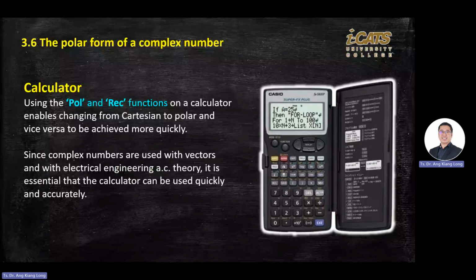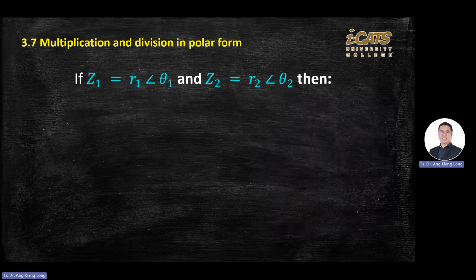And try to be familiar with your calculator on the polar and rectangular function. You go and see, different calculators have different ways of doing it. Then we go into multiplication and division. It will be the same as the Cartesian that you learned. So let's say we have two polar form complex numbers: Z1 equals R1 angle 1, Z2 equals R2 angle 2.